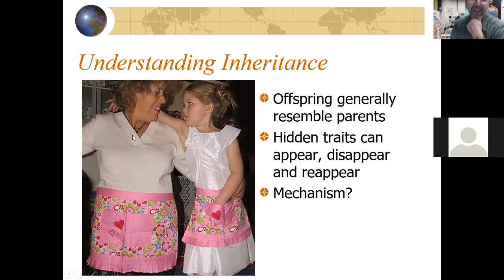Okay. All right. Inheritance. So there were some things that were always understood about inheritance. Offspring generally resemble parents, but the pattern of traits appearing and disappearing was mystifying. And so how did this exactly occur? That was unknown. And particularly that some traits would disappear. Some kids would resemble a grandparent or an aunt or an uncle more than a parent. And so that was difficult.